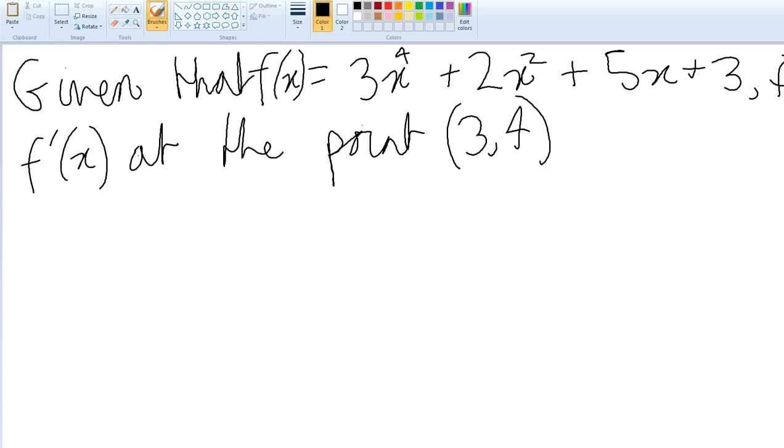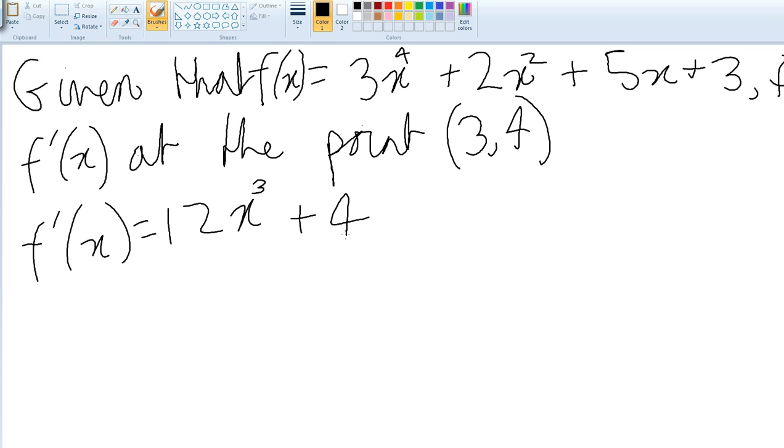Given that f of x equals 3x to the 4 plus 2x squared plus 5x plus 3, find f dashed x, the differentiated form basically, at the point (3, 4). So first we need to differentiate. So f dashed x equals 3 times 4, which equals 12, times x to the power of 4 minus 1, x cubed. Then, plus 2x squared, we differentiate that to 2 times 2 equals 4, times x to the power of 2 minus 1 equals 1.